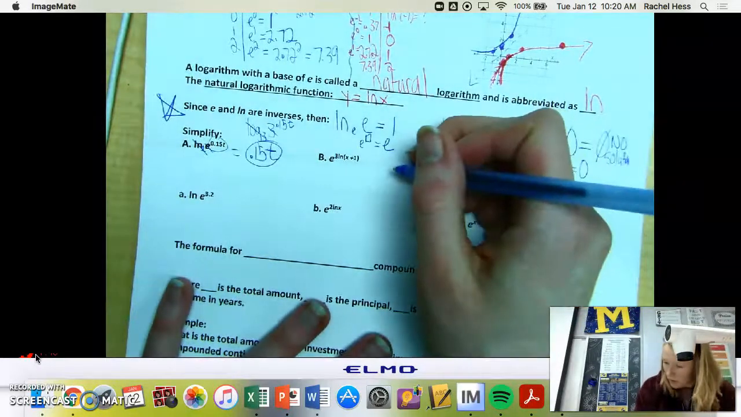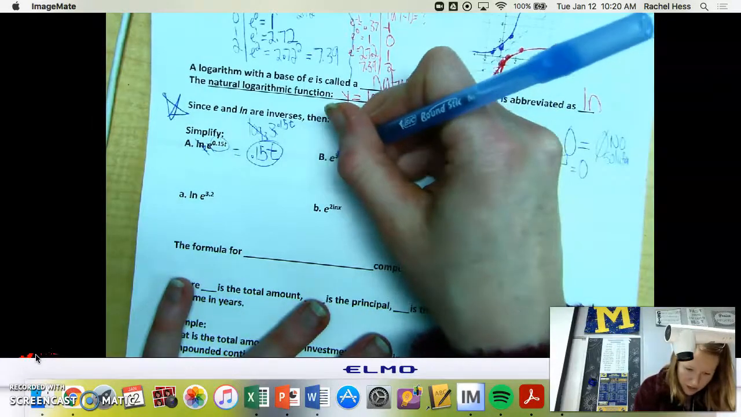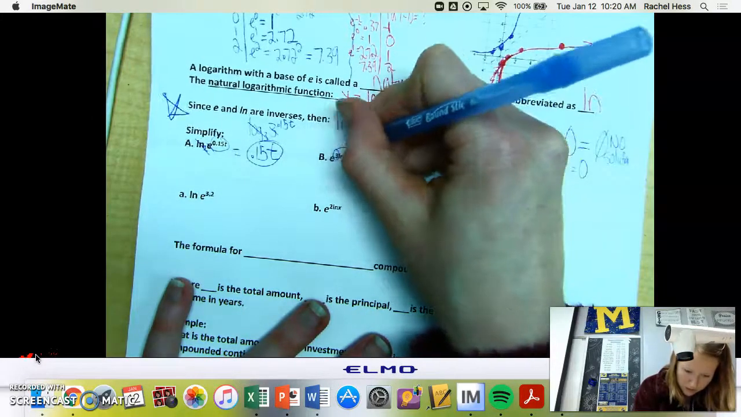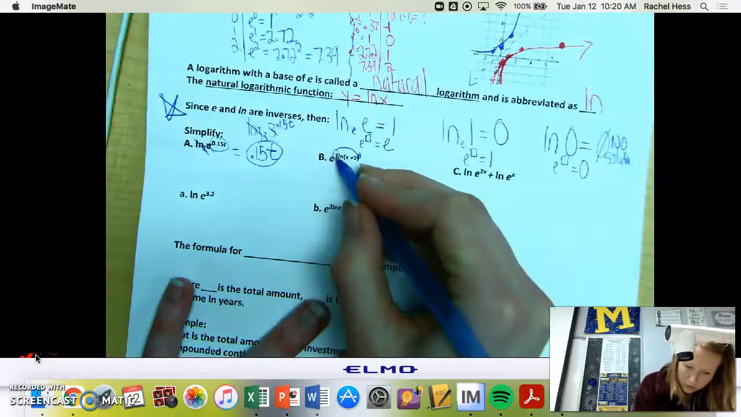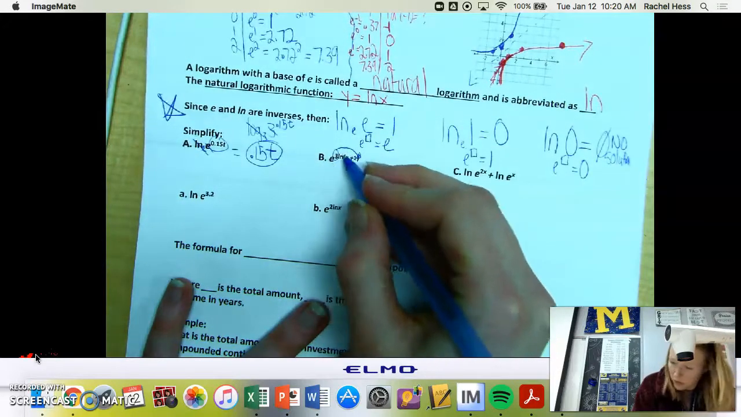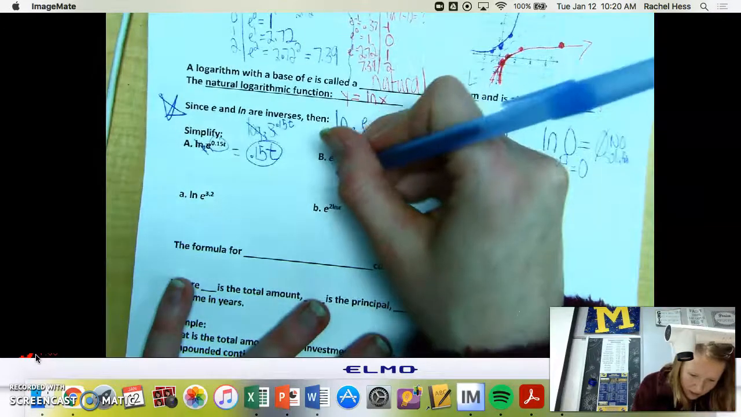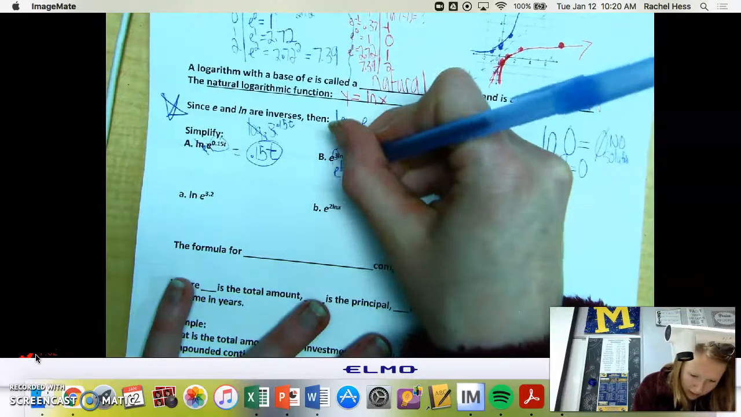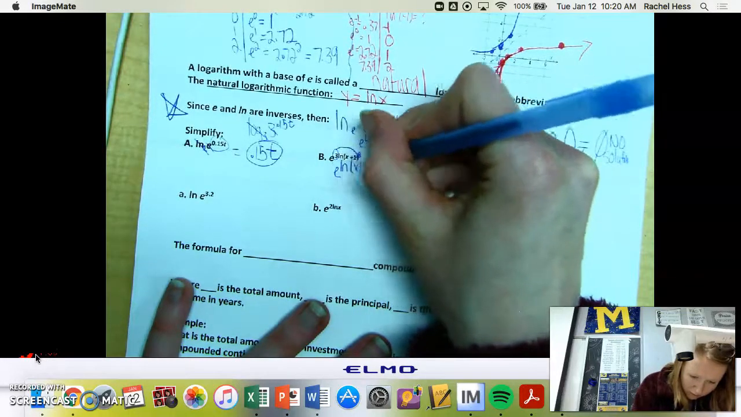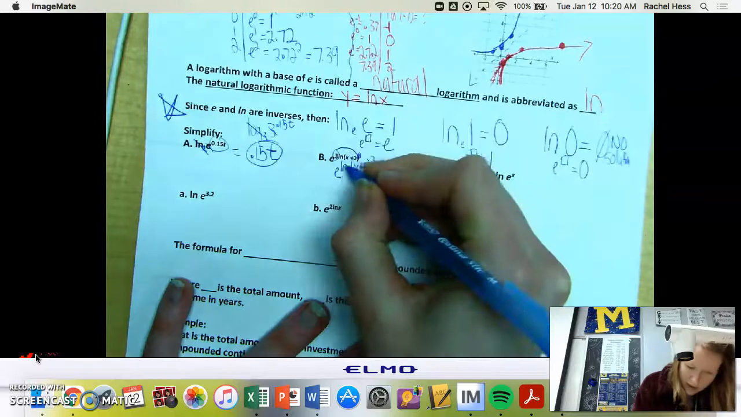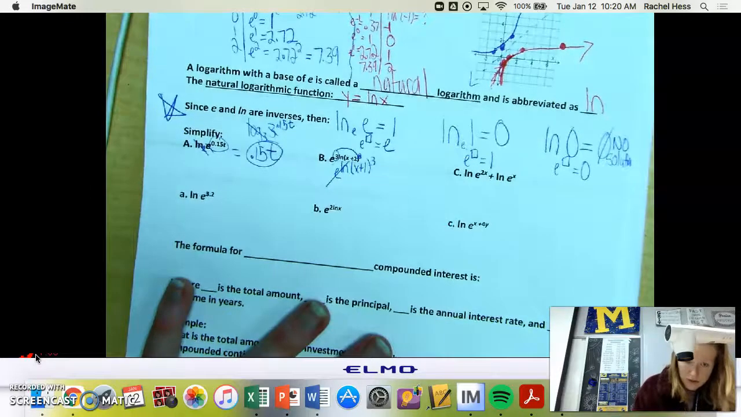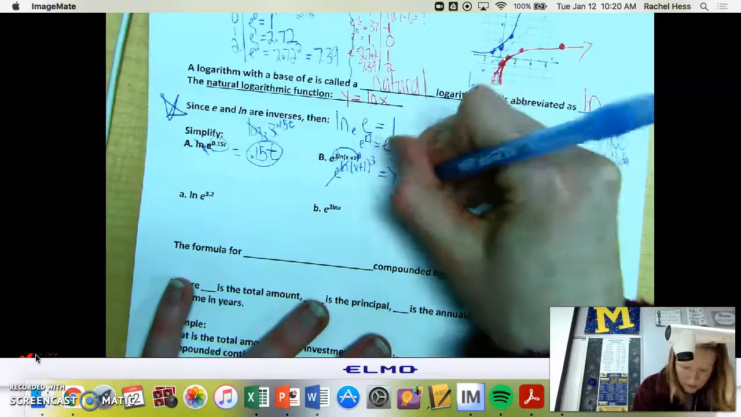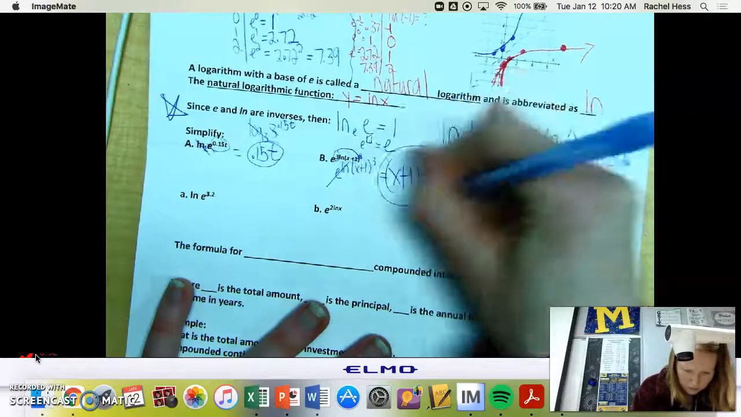So this question's a little tricky. If you have e to the 3 natural log of x plus 1, you need to get that 3 out of the way because it's sitting between the things that would cancel. So right now, if I move that back into an exponent, now I have my e and my natural log next to each other. They would cancel, and I'm just left with x plus 1 to the 3rd power.